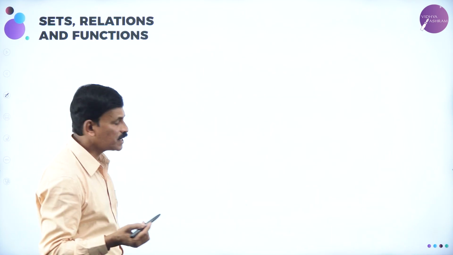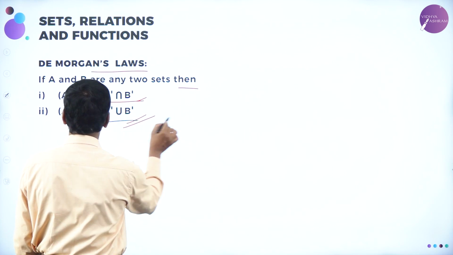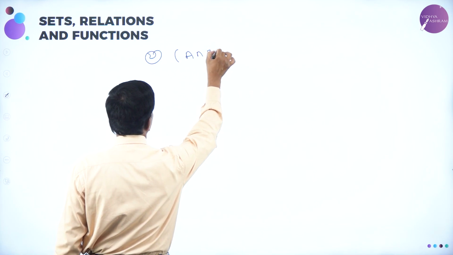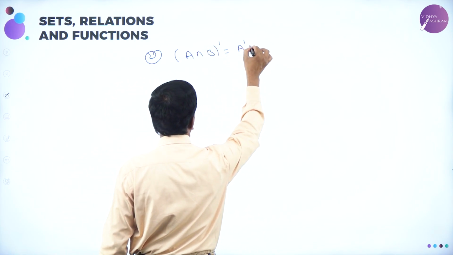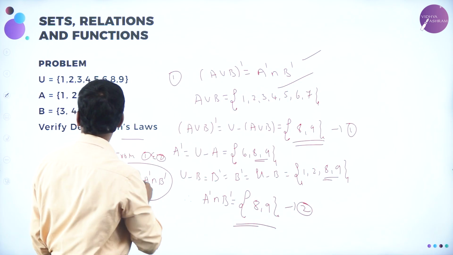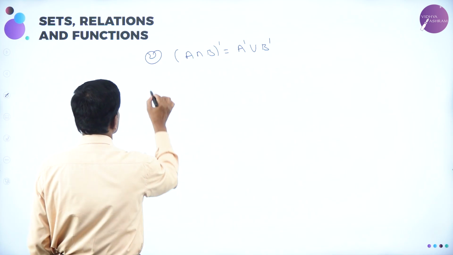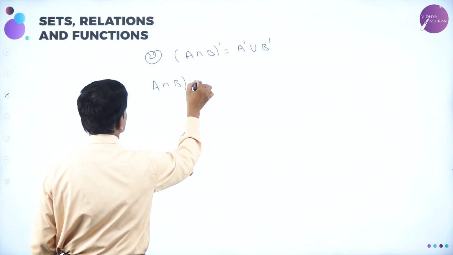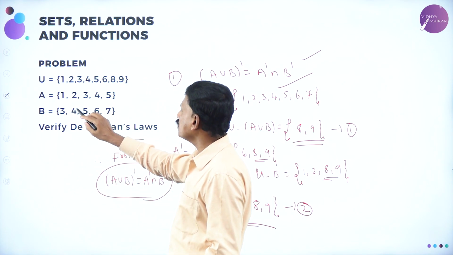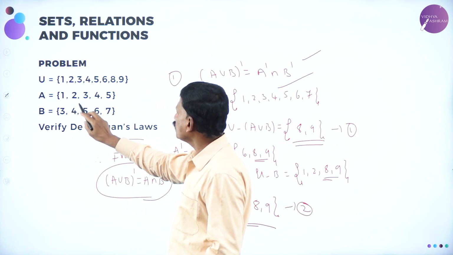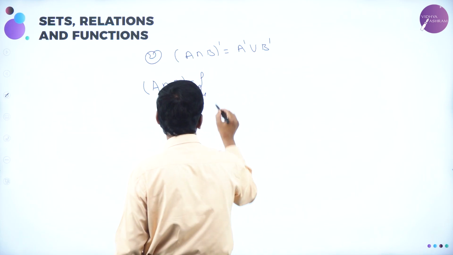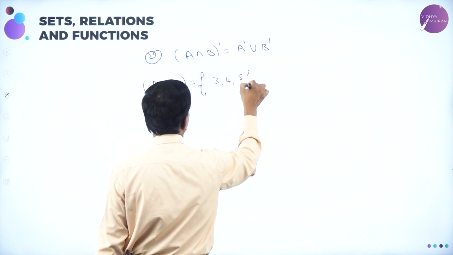Now, let us come to the second property. That is, the second one is A intersection B, to prove that A intersection B whole dash is equal to A dash union B dash. Okay. Now, let us come to this A intersection B first. A intersection B means all the elements which are common in A and B. So only 3, 4, 5 are the common elements.